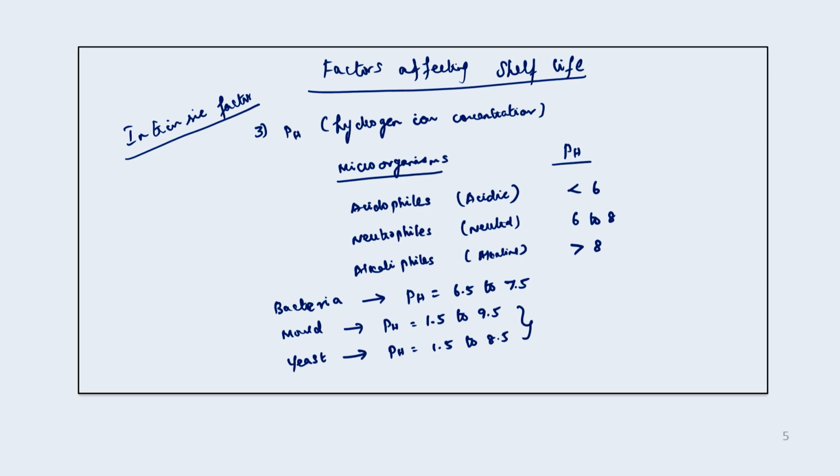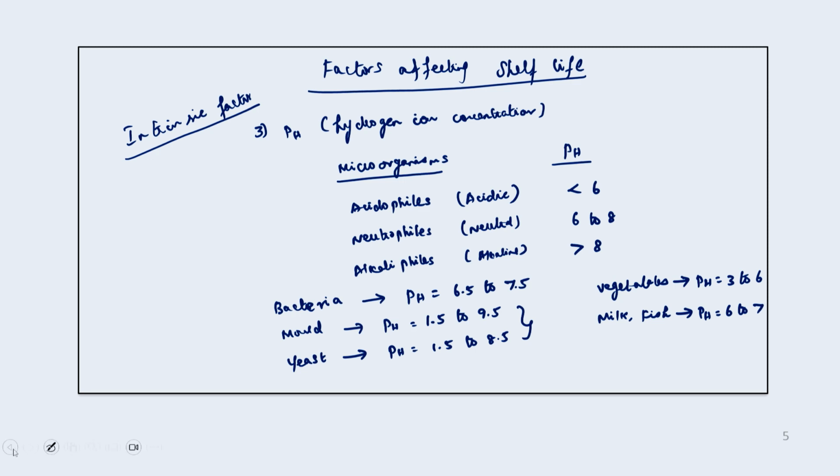Examples of some food products with various pH values are: if you take vegetables, the pH is 3 to 6. If you take milk or fish, these type of items, the pH is 6 to 7. And for fruits, normally the pH is less than 5.